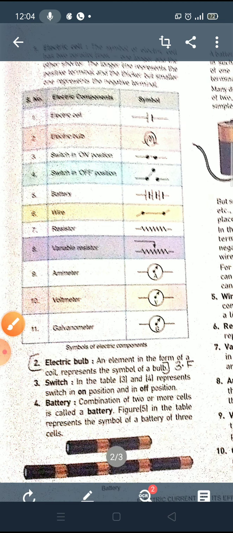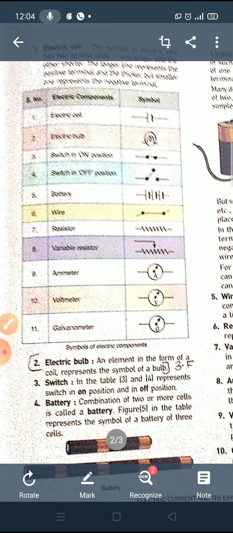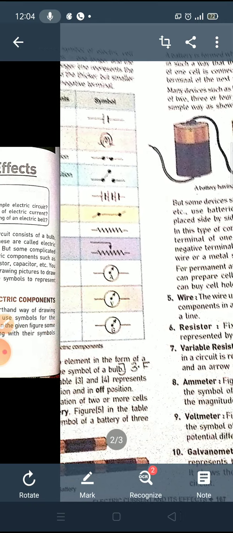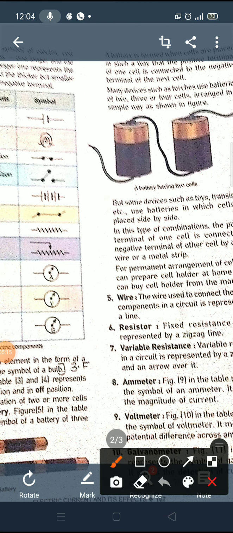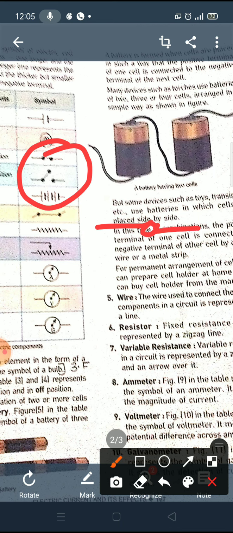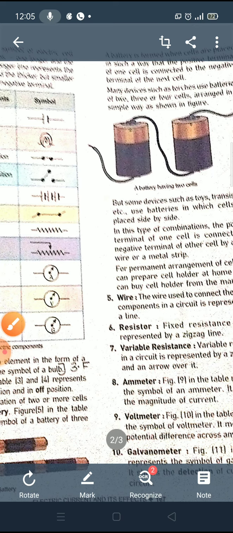The third one is the switch in on position. I am telling you both together. This is the switch in on position and this is the switch in off position. Now I am telling you how you can make it. On position means the path is completing, that's why it is in on position. Understood? Again I am going to show you.